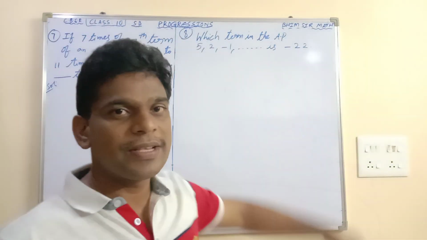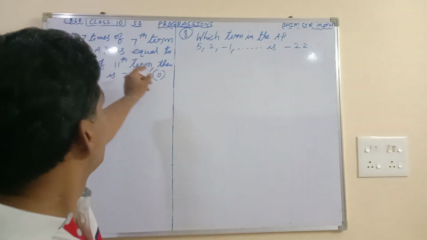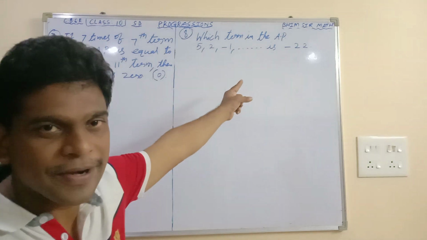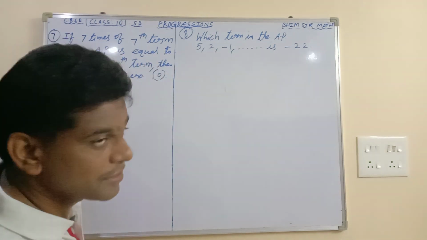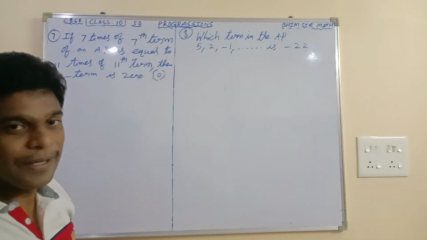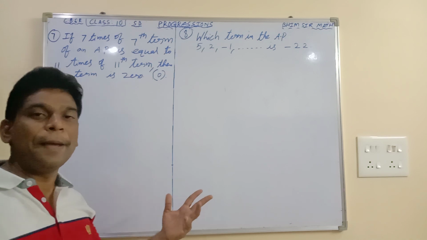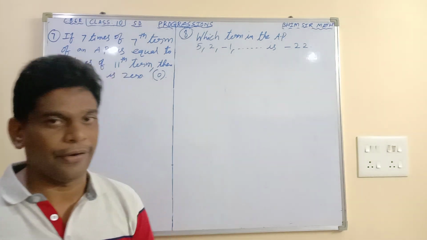Today we are going to discuss progressions from the class 10 state board and CBSE. So these are the problems that are based on arithmetic progression. Let us see. If 7 times the 7th term of an AP is equal to 11 times the 11th term, then which term will be 0 is the question.